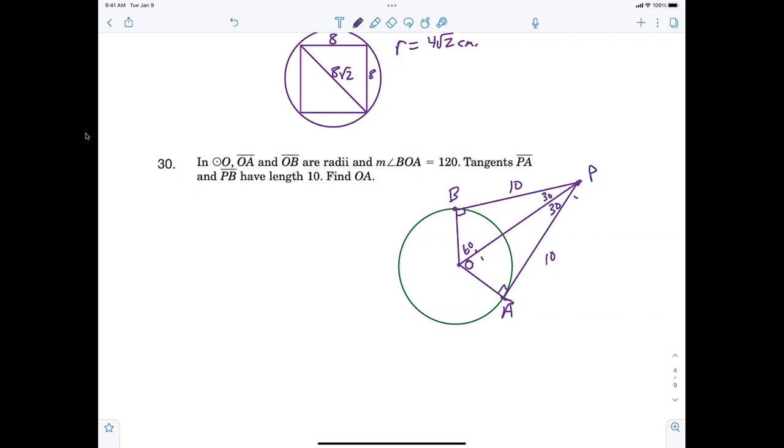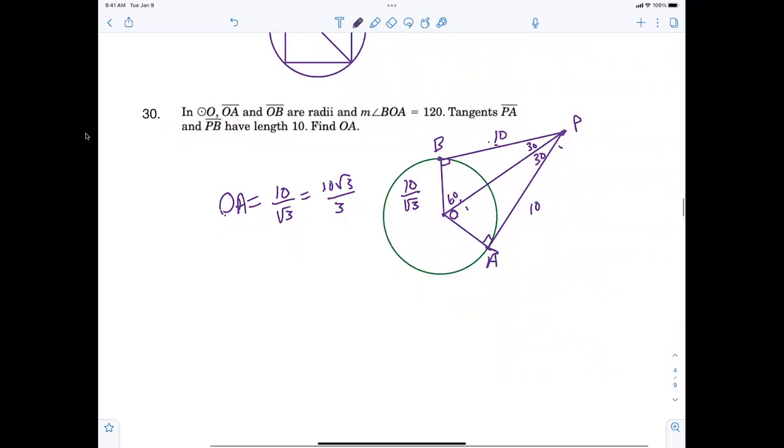So was anybody able to say, well, going from the 60 to the 30 is divided by radical 3. 10 divided by radical 3. So OA is equal to 10 divided by radical 3. And if I rationalize that, that's 10 radical 3 over 3. Now, if you wanted to use trig on that, you know what, guys? I don't care about that.